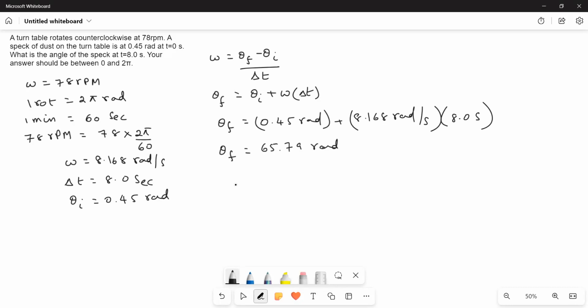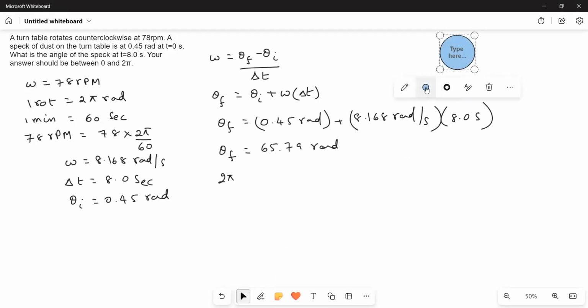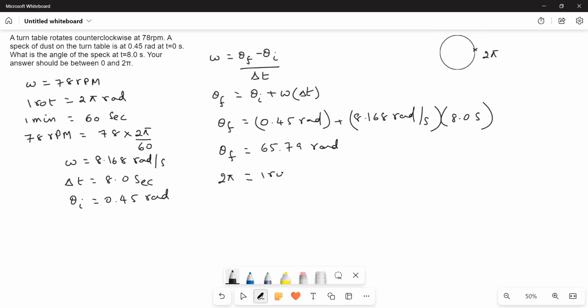Now we know 2 pi is the circle, circular motion. One full circle is 2 pi radians. So this is the 2 pi, one full circle. How many full circles have been completed? That we have to find out. 2 pi radians is equal to one rotation.